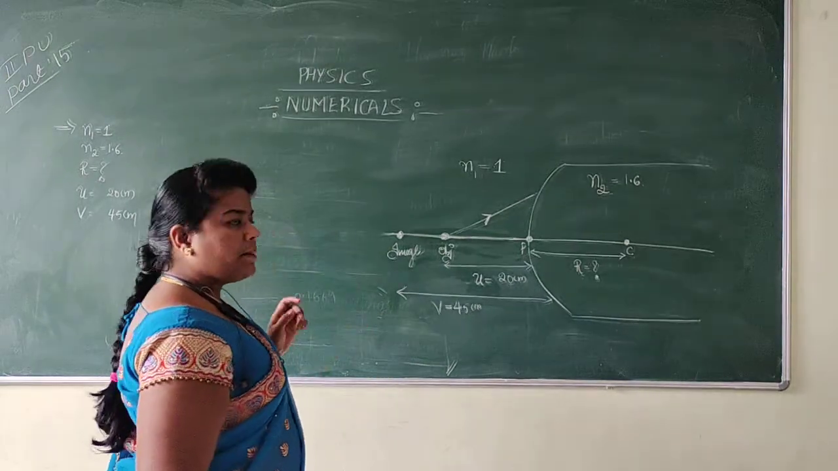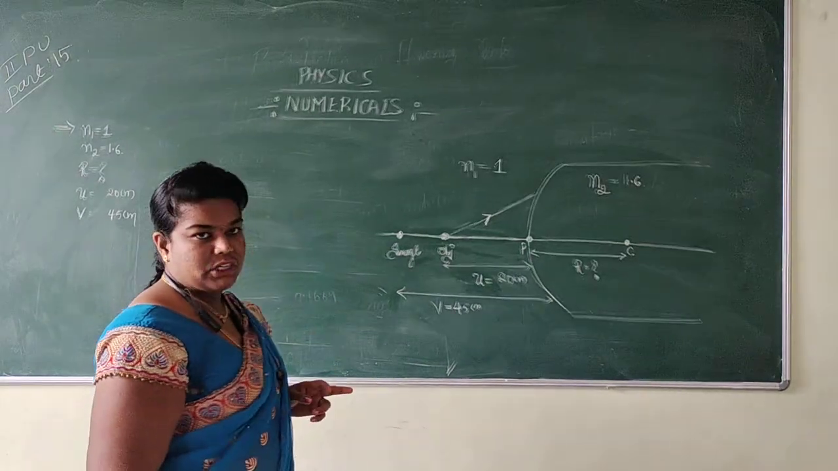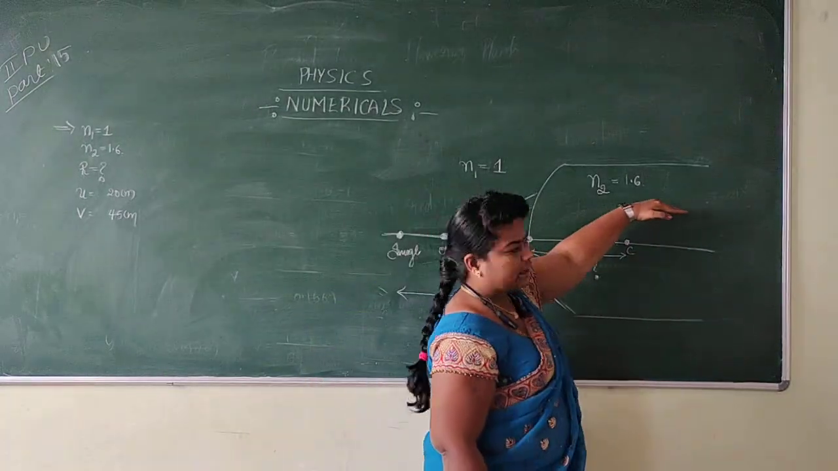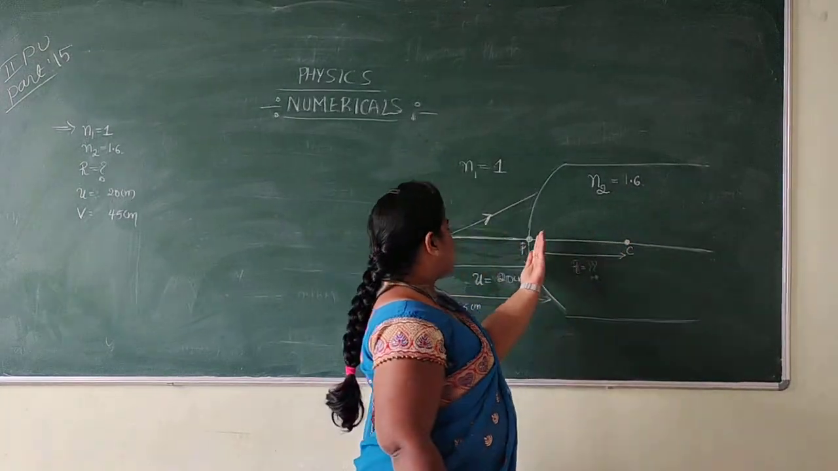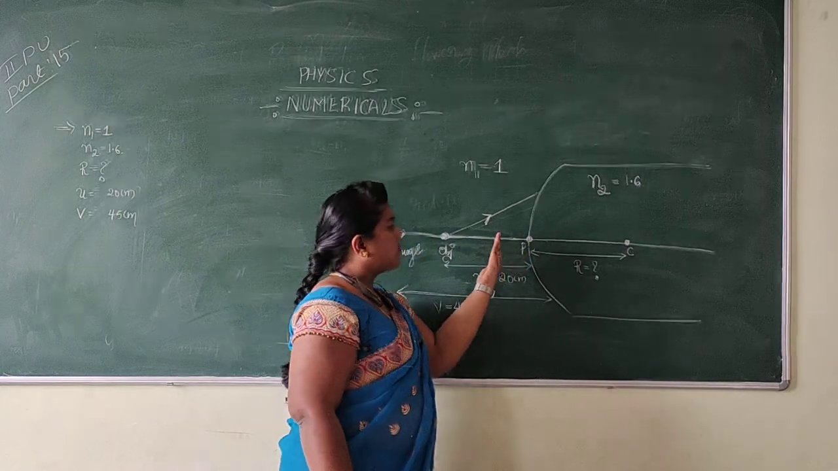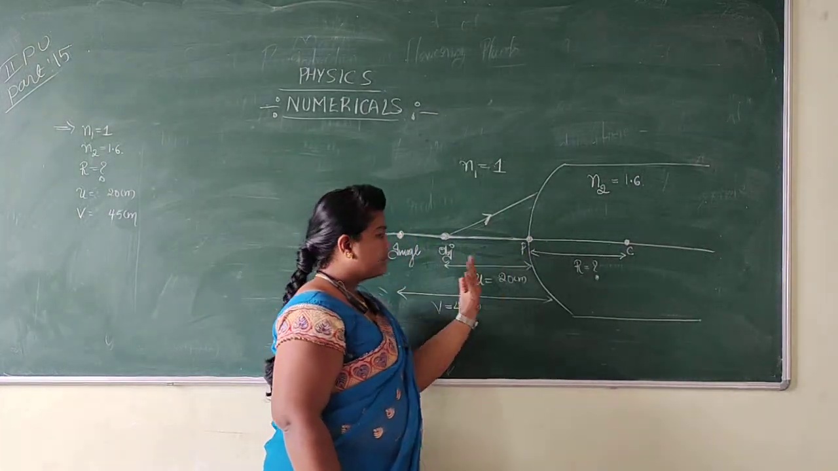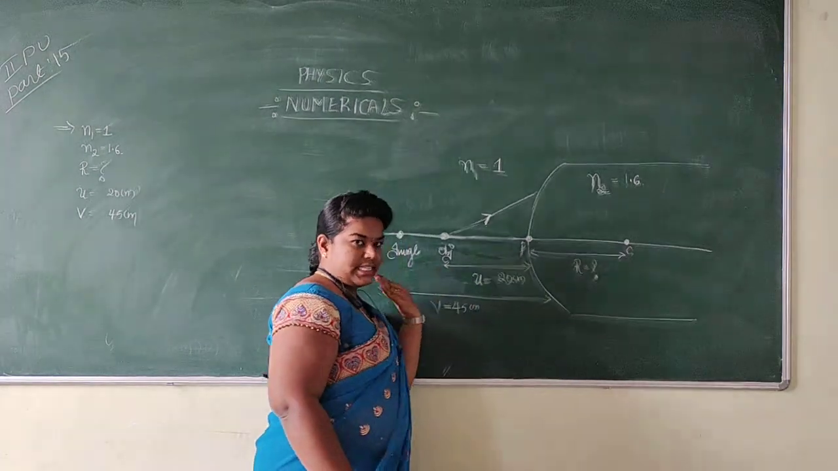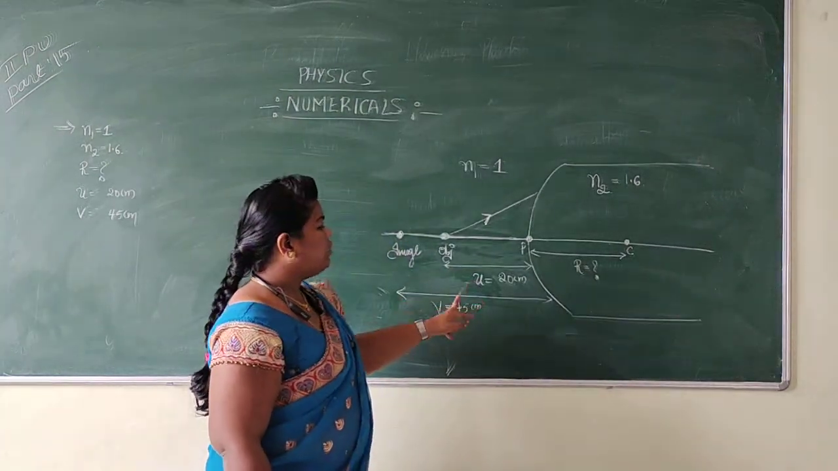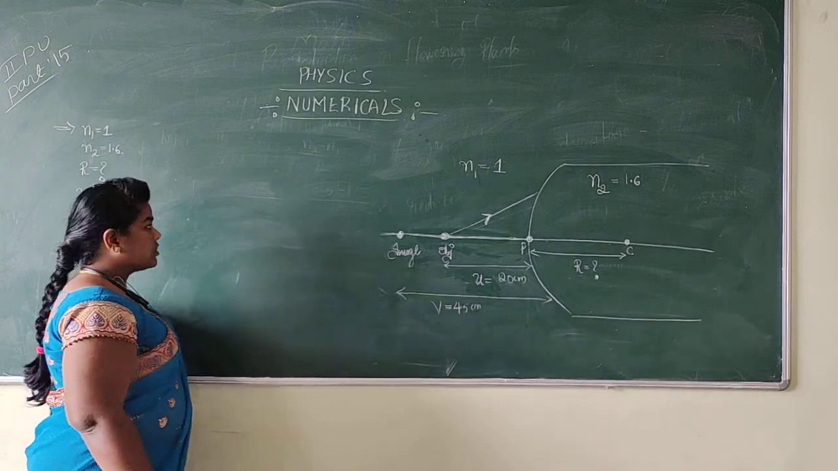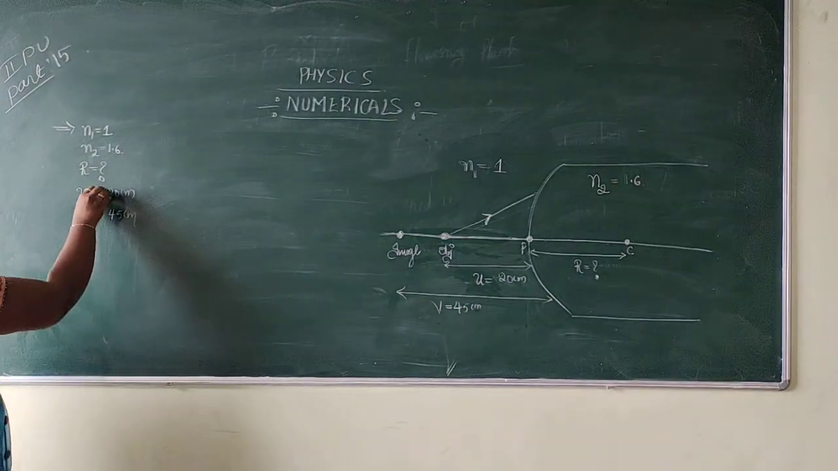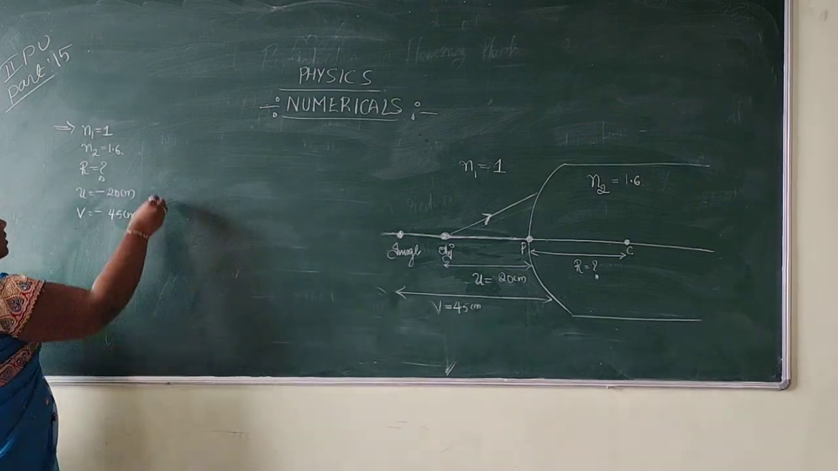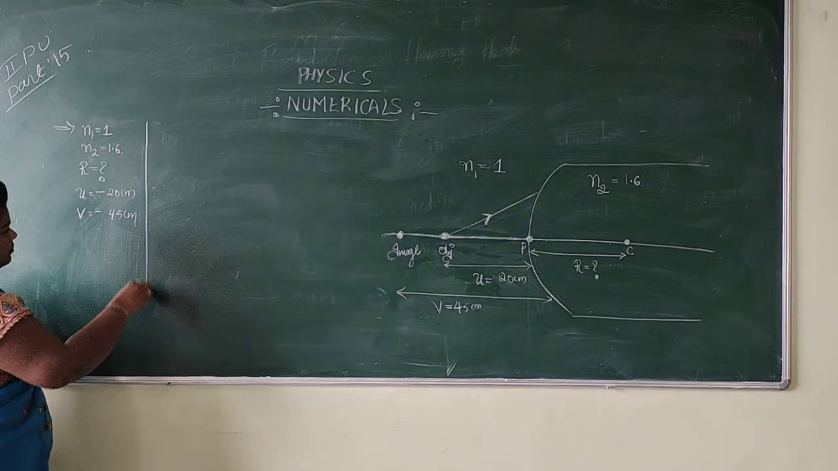Before that, let us apply sign convention. Let us apply sign convention to everything. Here, see, the ray of light is traveling in this direction, but I am measuring the object distance opposite to the direction of the ray of light. I am also measuring the image distance opposite to the direction of the incident ray. So u and v, according to sign convention, become minus 20 cm and minus 45 cm. These are the given values, right?